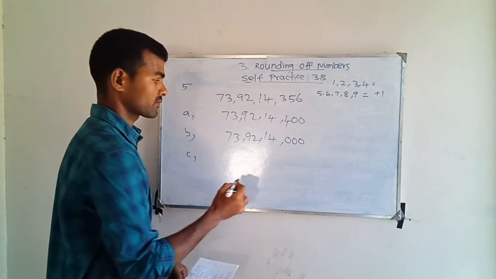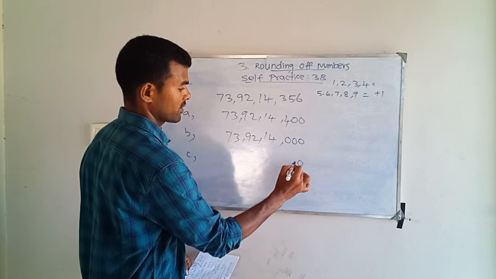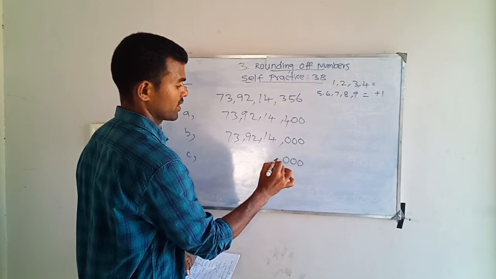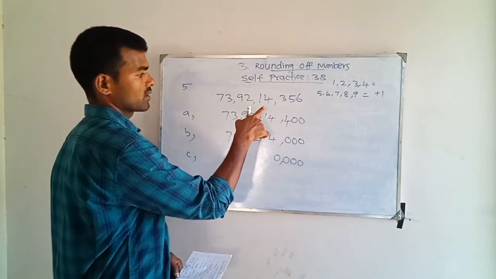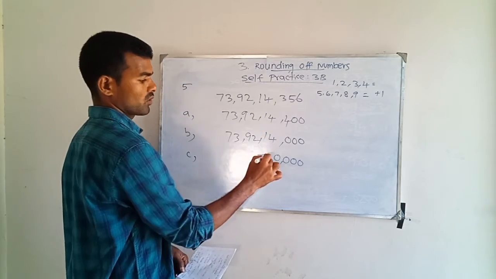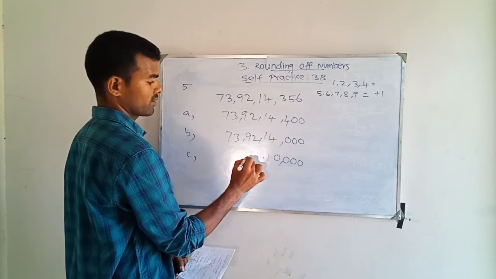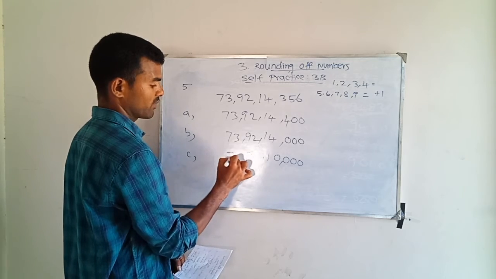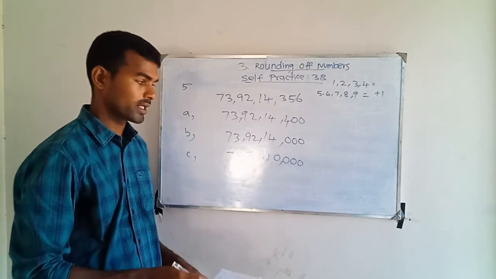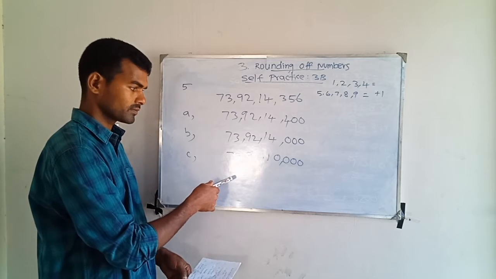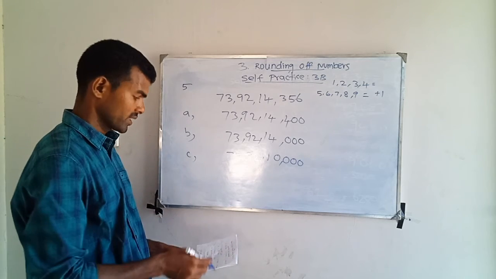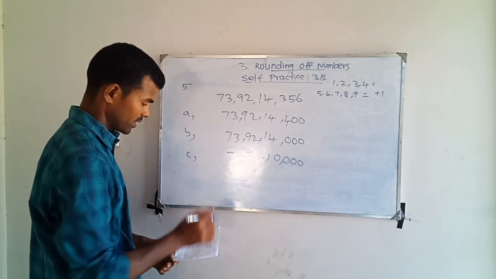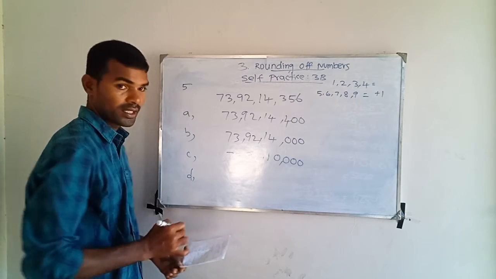The remaining numbers stay the same. Ones place, tens place, hundreds place, thousands place, then 1 afterwards. Don't change the other numbers, just write them. So this is the nearest 10,000.